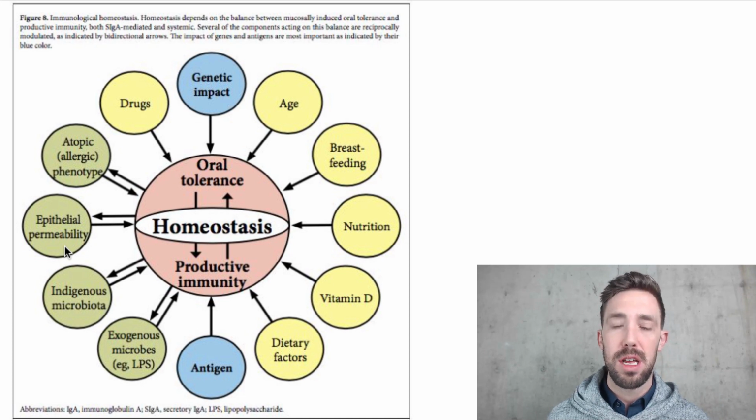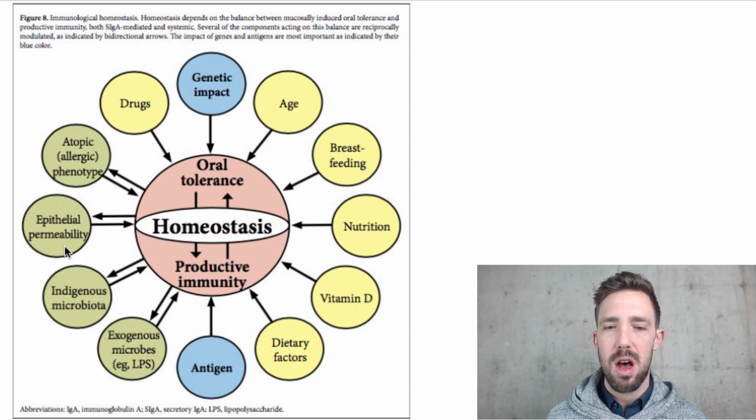Epithelial permeability. What that means is leaky gut. So leaky gut causes loss of tolerance, and loss of tolerance causes more leaky gut through the inflammation that's driven through it. The microbiota, the indigenous microbiota, what that means is the bugs and the bacteria in your gut that make up your microbiome. We have 10 times more bacteria on our body than we have cells in our body.